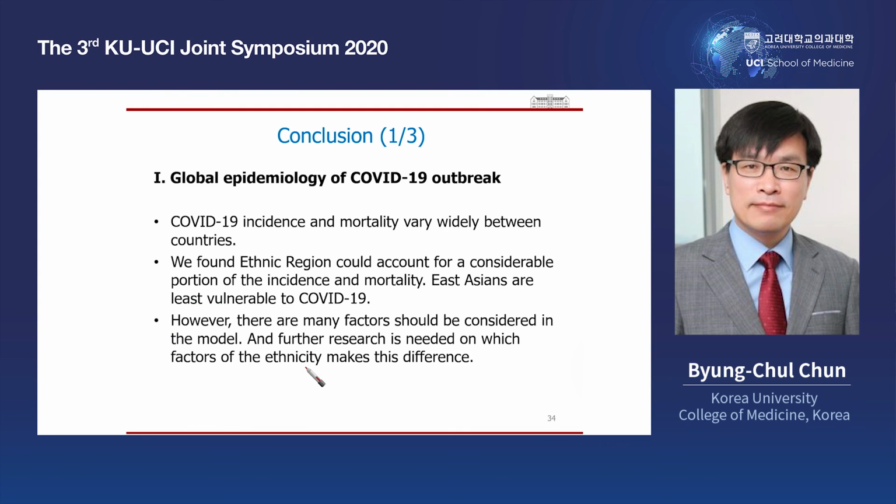And now the conclusion of global epidemiology. COVID-19 incidence and mortality vary widely between countries. We found ethnic region or ethnic group could account for a considerable portion of the incidence and mortality. East Asians are least vulnerable to COVID-19. However, there are many factors that should be considered in the model, and further research is needed on which factors of the ethnicity make this difference.